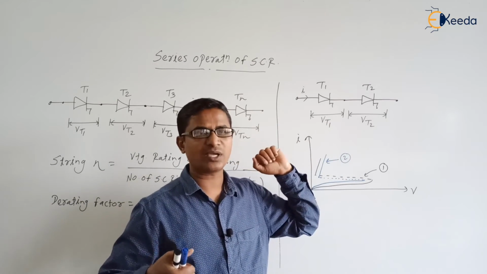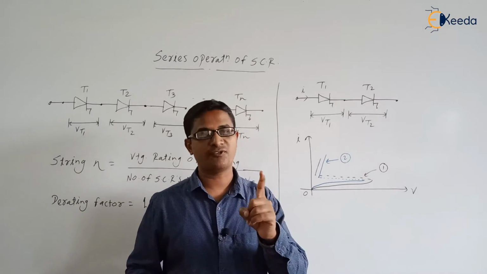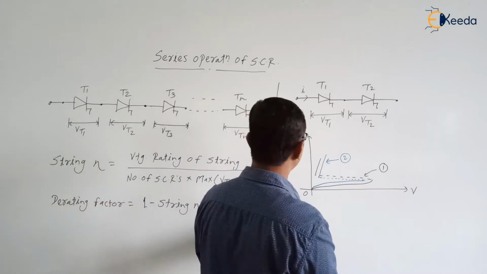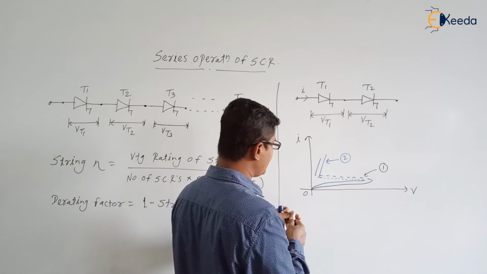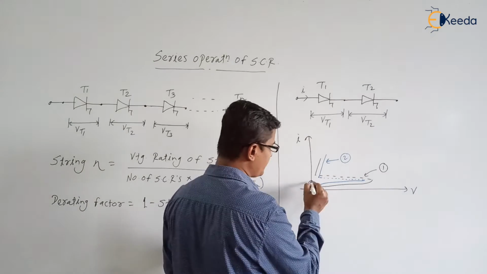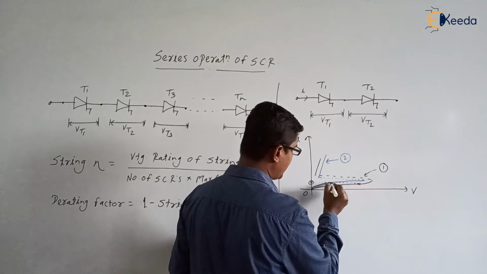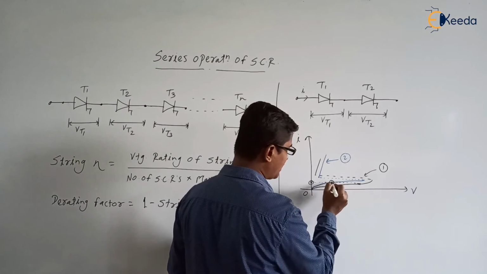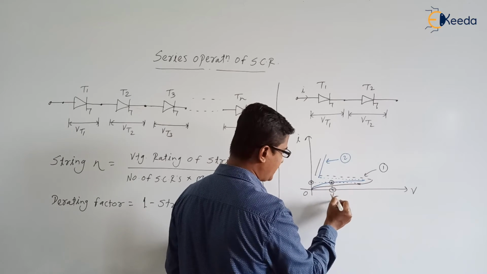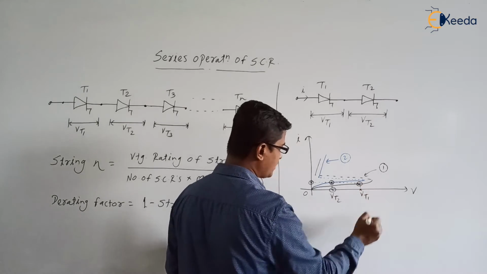Are you getting the point? So we need to concentrate on the forward blocking mode of the SCR. Be careful, forward blocking mode of the SCR. Suppose SCRs T1 and T2 are connected in series. Suppose this much current, which is a leakage current only, is flowing into the circuit. Here this is cutting the second SCR plot at this point. Suppose this is VT2 and this is VT1.